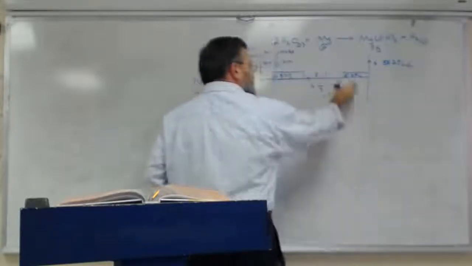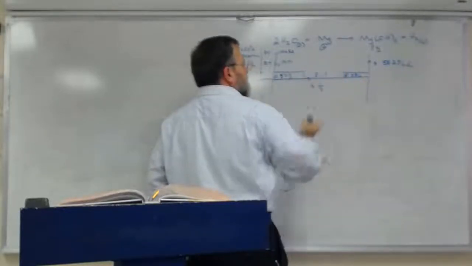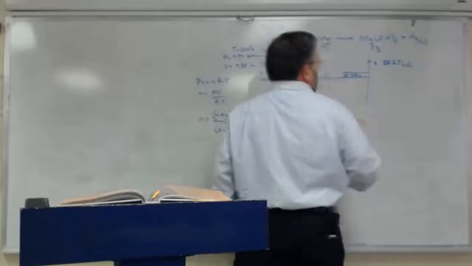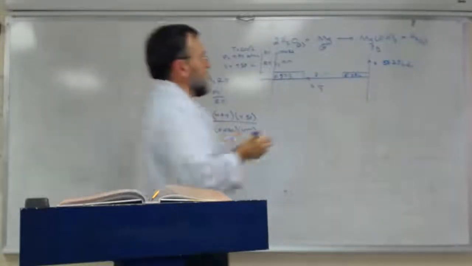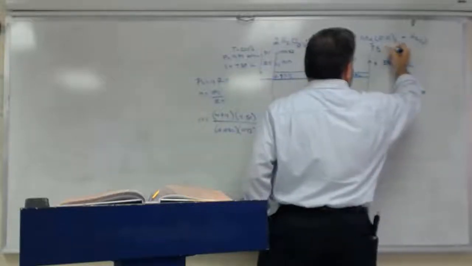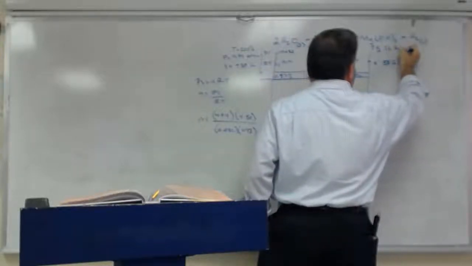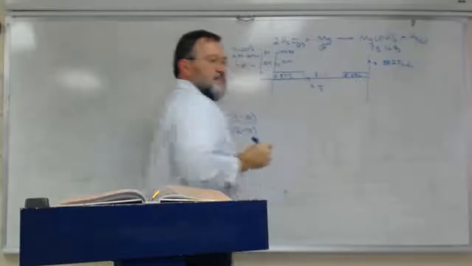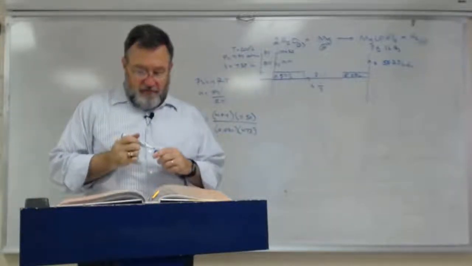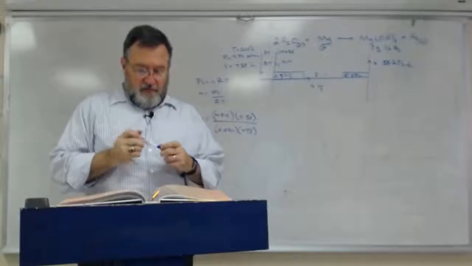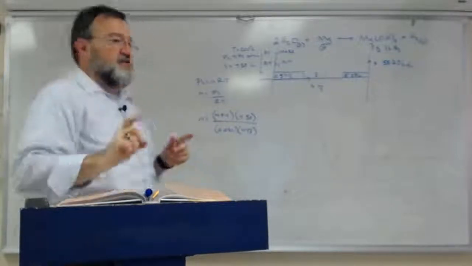So if I produce 0.286 moles, and each mole is 58.3 grams per mole, I have produced 16.7 grams of magnesium hydroxide. Okay. So the big deal, or the big learn on this section is this.